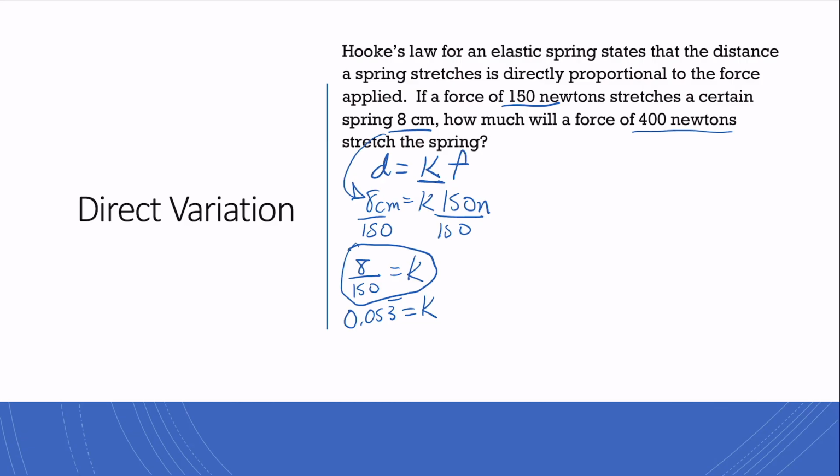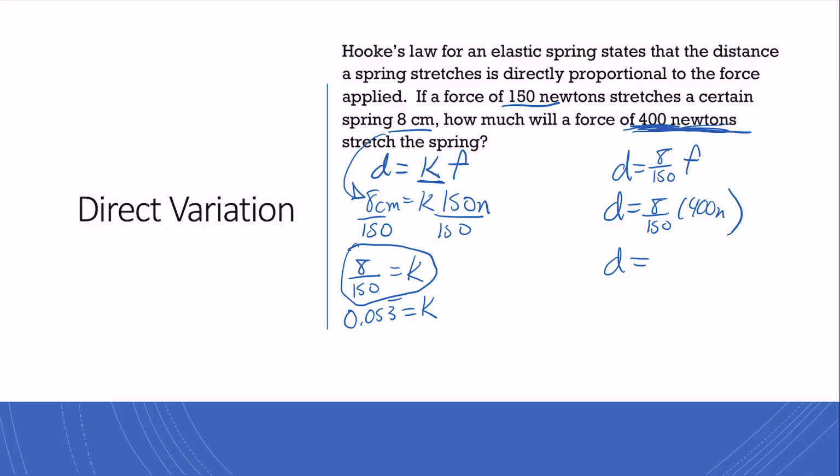I can then rewrite my variation equation. Distance is 8 over 150 times the force. And I used F for force because it made sense for me. So how far will a force of 400 newtons stretch the spring? Well, distance equals 8 over 150 times 400 newtons.